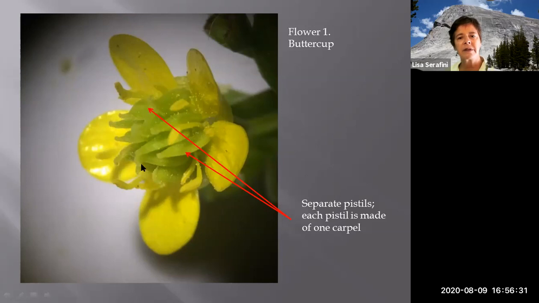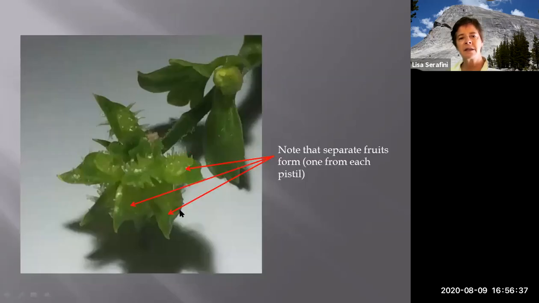separate pistils in the center, okay? Each one then is made of a carpel. And notice that we're going to get separate fruits. Each one of these spiny things was from a pistil.